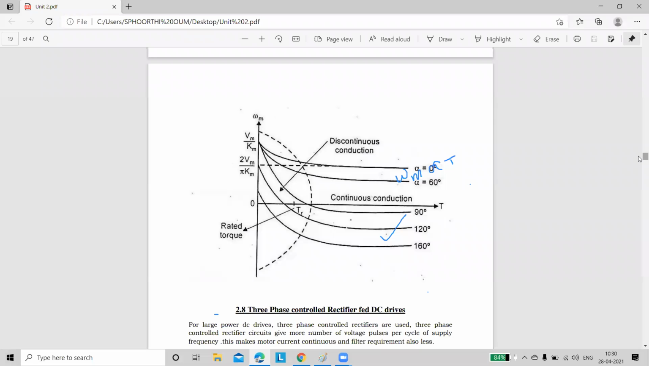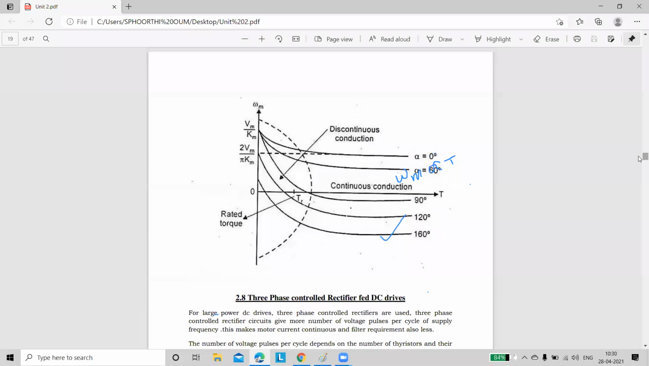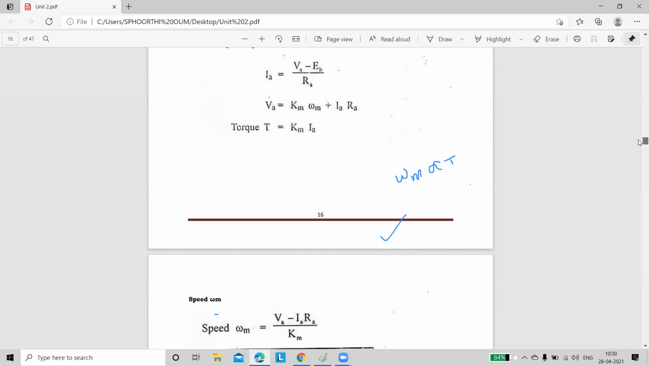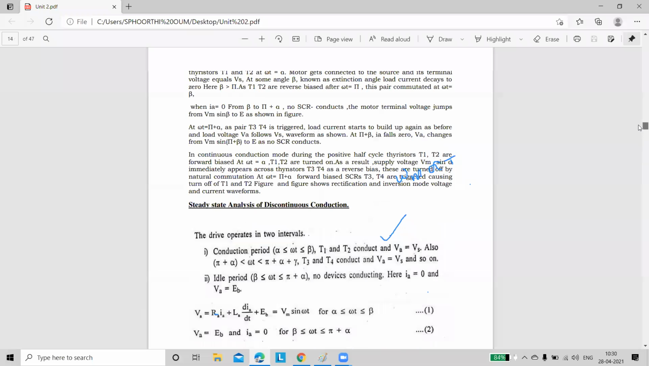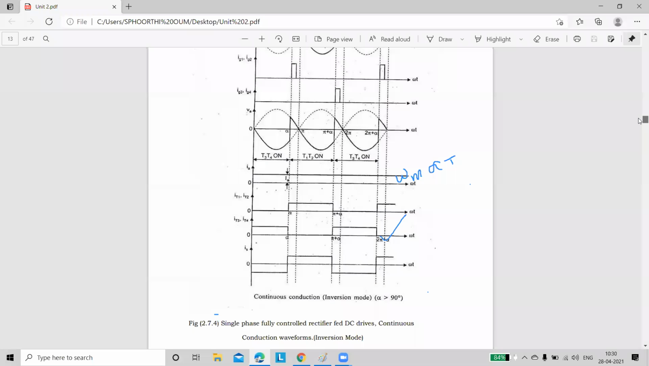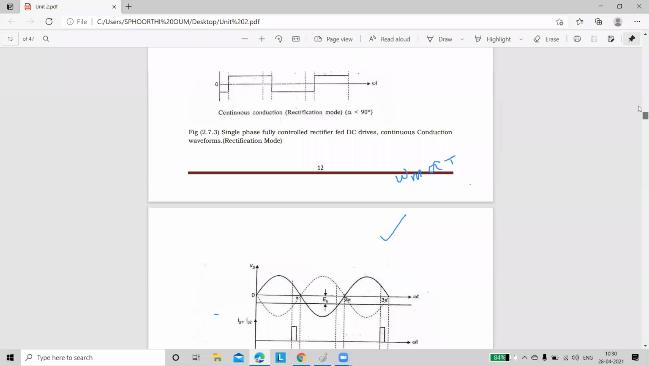Okay, right. So just wait. Please say it loudly. Okay, right. So I will explain how our rectifier is going to be operated from discontinuous mode to continuous mode. Just wait. Actually, this is continuous mode, so we'll go for the discontinuous mode.